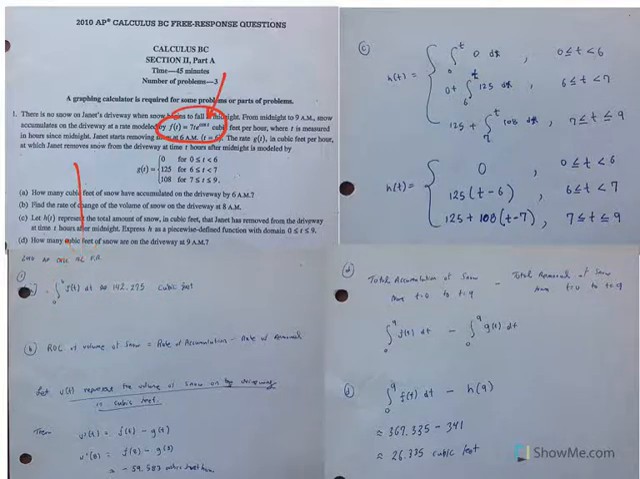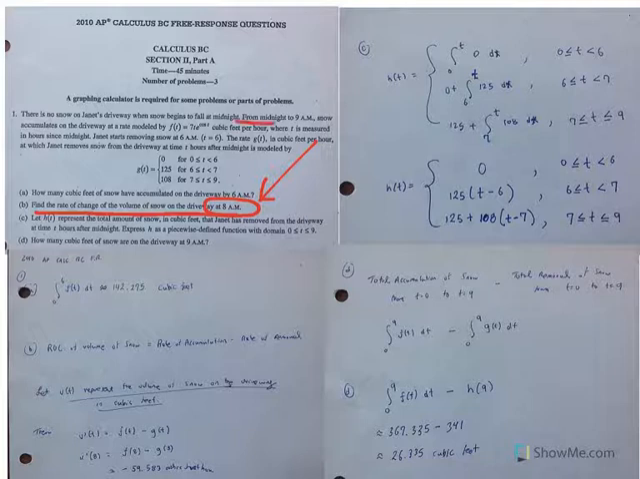So that's part A. Let's take a look at part B here. It says, find the rate of change of the volume of snow on the driveway at 8 a.m. In other words, is the amount of snow increasing at 8 a.m. or is it decreasing at 8 a.m.? You've got to remember what's going on at 8 a.m.